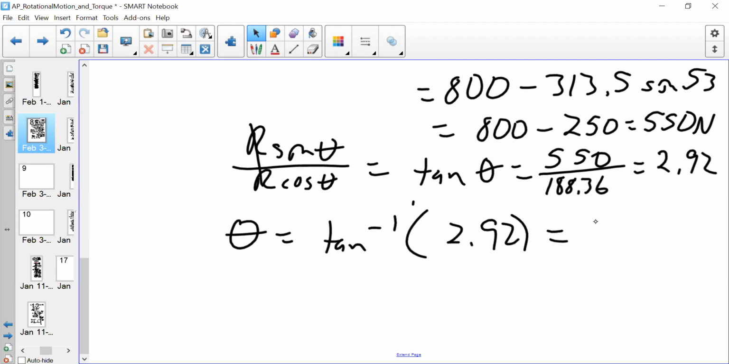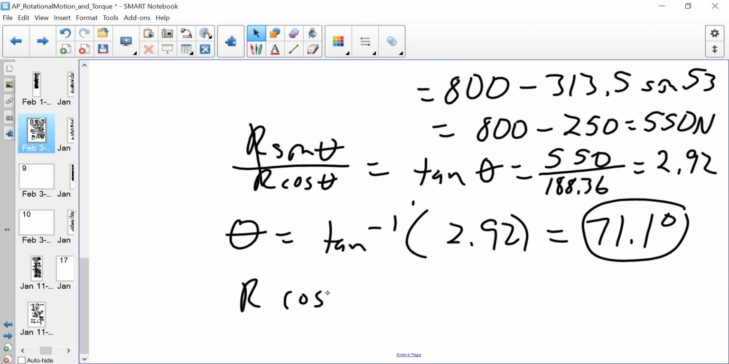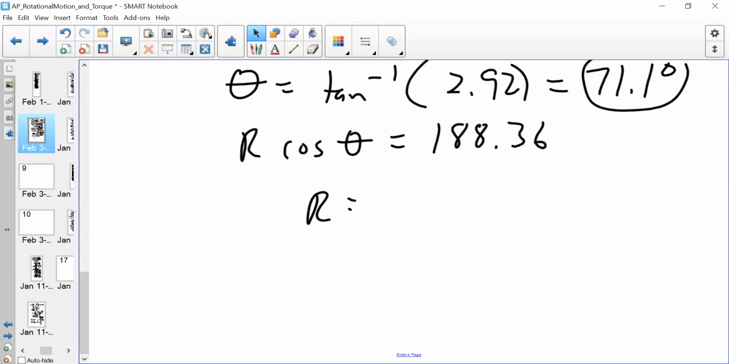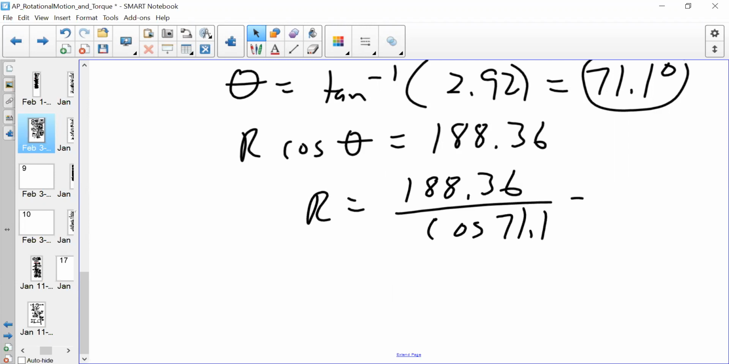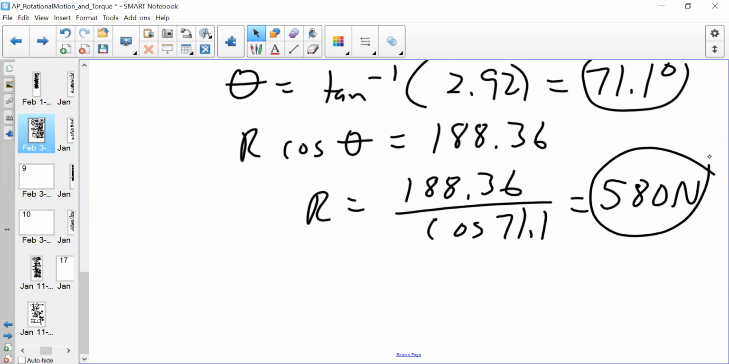So we get the direction of r, magnitude and direction, and then it's very easy to get r. So r cosine theta, for example, we already found the expression for that, 188.36, or use r sine, same difference. And then r is over cosine of theta, that's 580 newtons. And so that's how you approach that.